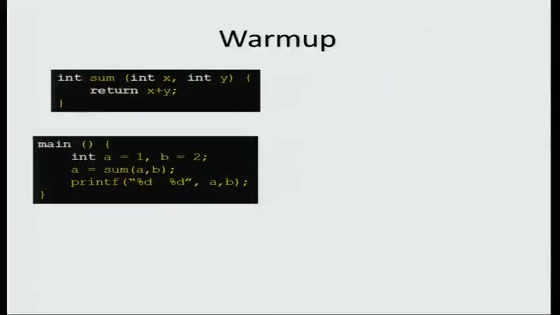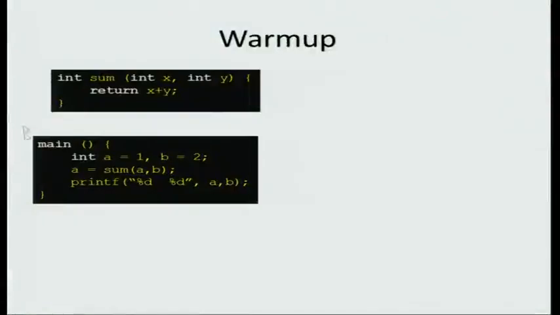So, let us start by considering a very simple example. I have a very simple function called sum, which just adds up two variables x and y, which are integers. Therefore, the return value is also an integer. Now, inside the main program, I will call a equal to sum of a, b, where a is 1 and b is 2, and the return value is assigned to a. So, this is supposed to do 1 plus 2, 3, and a is assigned the value 3.